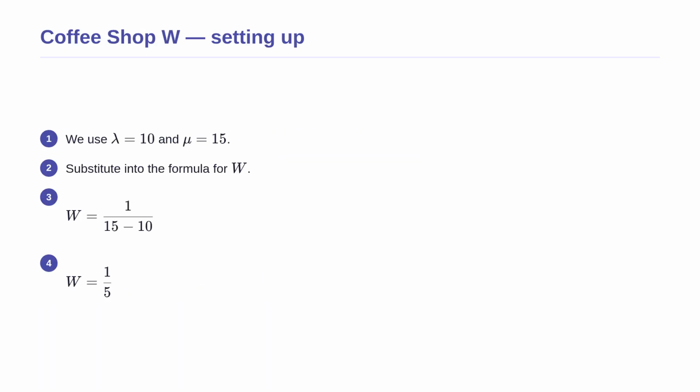Let us calculate this expected total time for our coffee shop customers. We want to know how long a typical customer will spend in the shop from the moment they walk through the door to the moment they leave with their coffee. We use the same arrival rate of 10 and service rate of 15. We plug these numbers into our time formula. The denominator is again 15 minus 10, which gives us 5. So our fraction becomes 1 over 5. This represents 1/5 of an hour spent in the entire system.